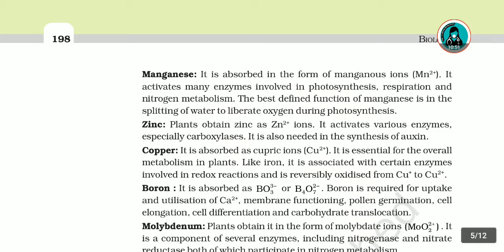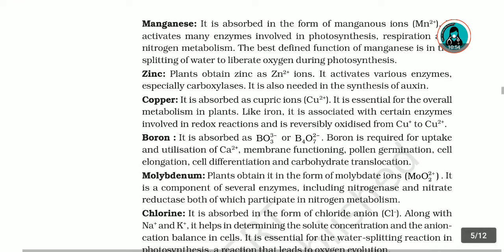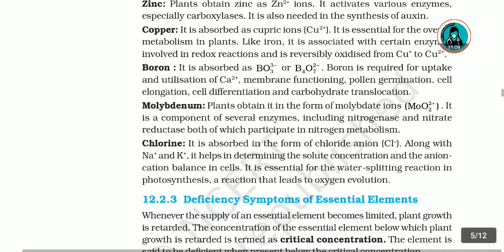Molybdenum. Plants obtain it in the form of molybdate ions, MoO2 2+. It is a component of several enzymes, including nitrogenase and nitrate reductase, both of which participate in nitrogen metabolism. Chlorine. It is absorbed in the form of chloride anion Cl- along with Na+ and K+. It helps in determining the solute concentration and the anion-cation balance in cells. It is essential for the water splitting reaction in photosynthesis, a reaction that leads to oxygen evolution.